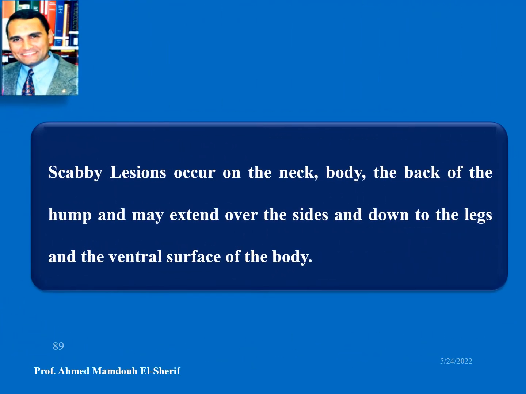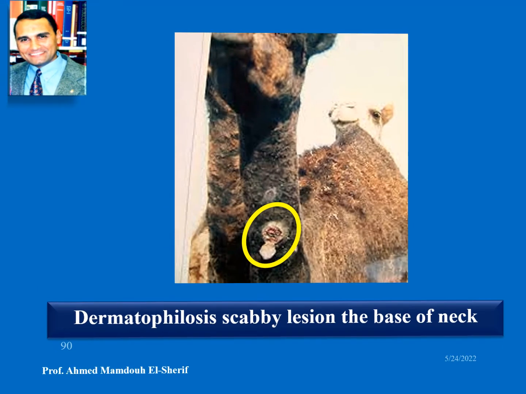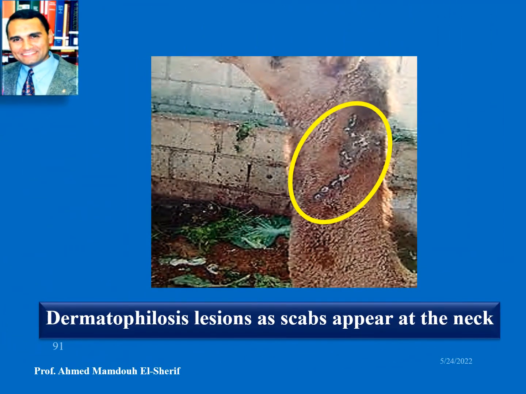In the case of camels, dermatophilosis lesions are scabby lesions that occur on the neck, body, and the back of the hump, and may extend over the sides and down to the legs and the ventral surface of the body. Dermatophilosis lesions as scabs appear at the neck of a camel.